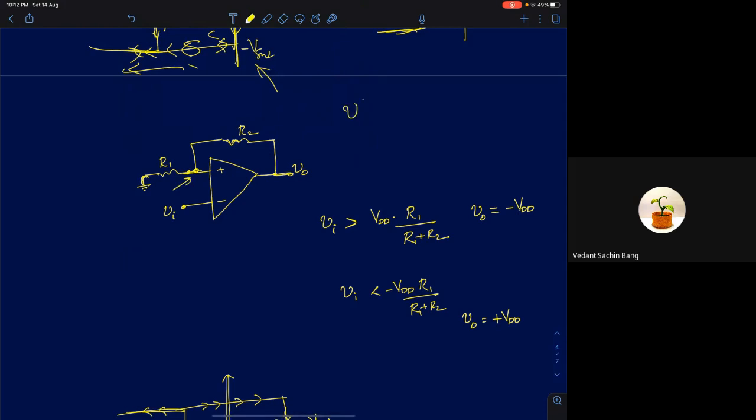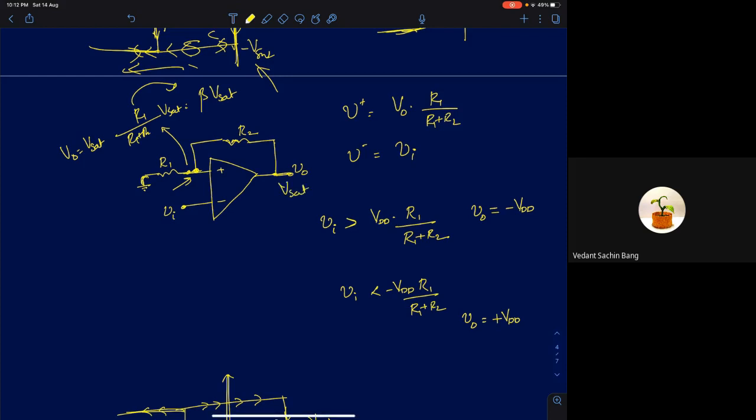V plus here is simply V naught times R1 by R1 plus R2, and V minus is Vi. Now let's assume your output V naught is Vsat. Let's assume that it is at plus Vsat. Which means this node will be at R1 by R1 plus R2 times Vsat. I'll call this factor beta. It is less than 1, so this will be beta times Vsat. Output is at Vsat. Now at what input voltage will the output change to minus Vsat?